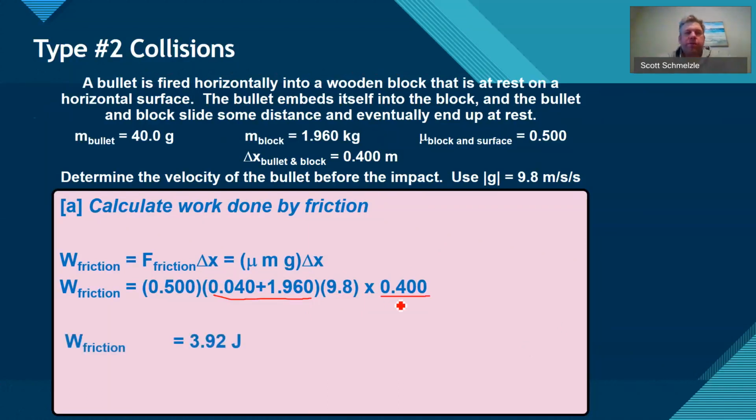We find that the work done by friction was 3.92 joules. Okay? So now that we understand how much work was done by friction, that was the work of friction to take it from the beginning of the impact all the way to stopping it at the end. That's how much work was done there.